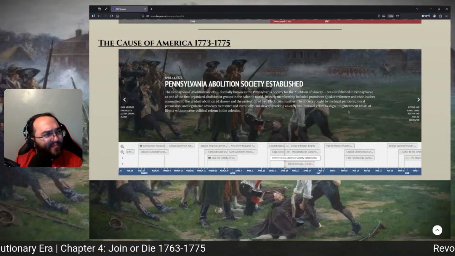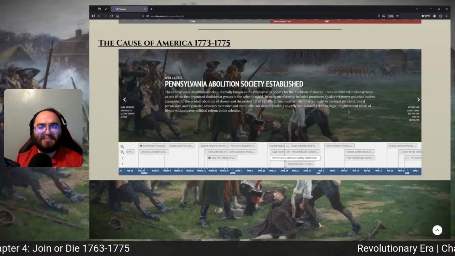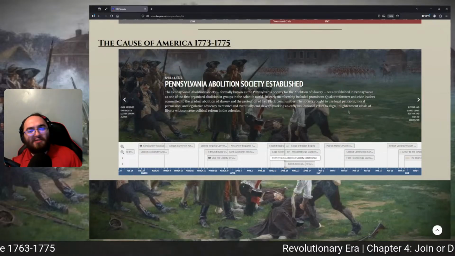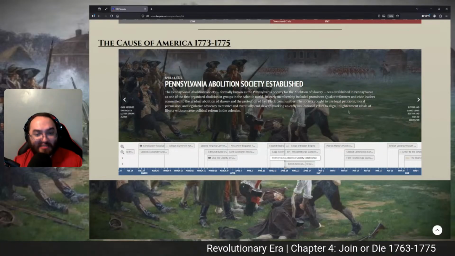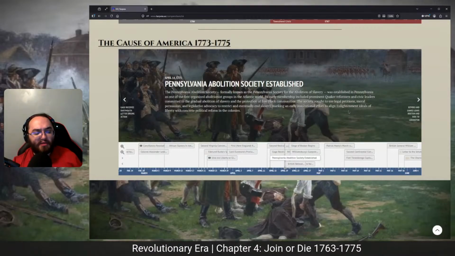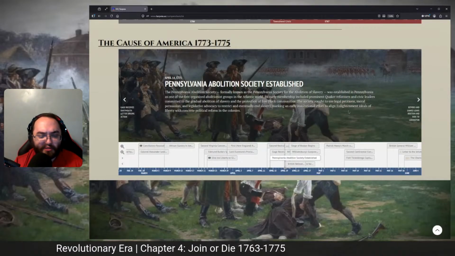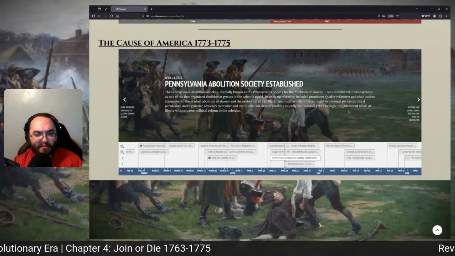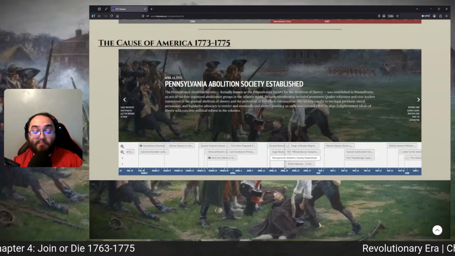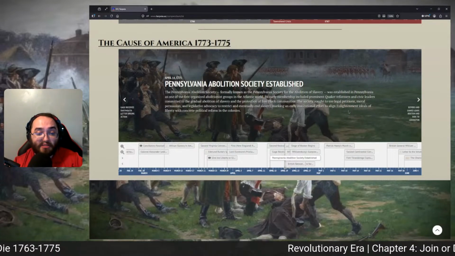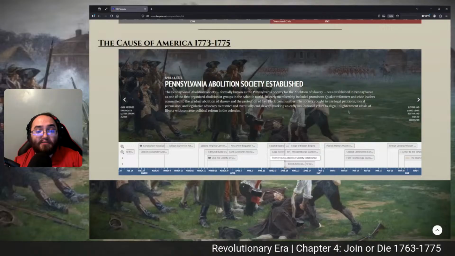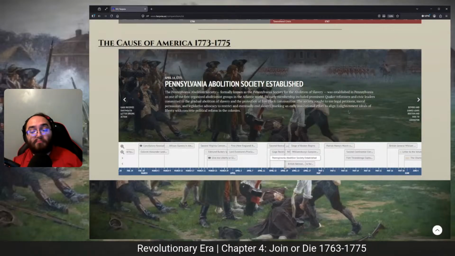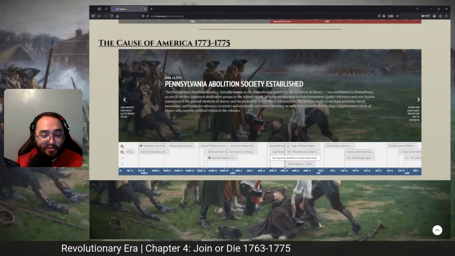And during this time, we have the Pennsylvania Abolition Society being established. So slavery is an issue. It's not the number one issue. It's not the issue in the forefront of this time period, but it is an issue. It is being discussed by high-ranking society members, and progress is being made towards abolition during this time.